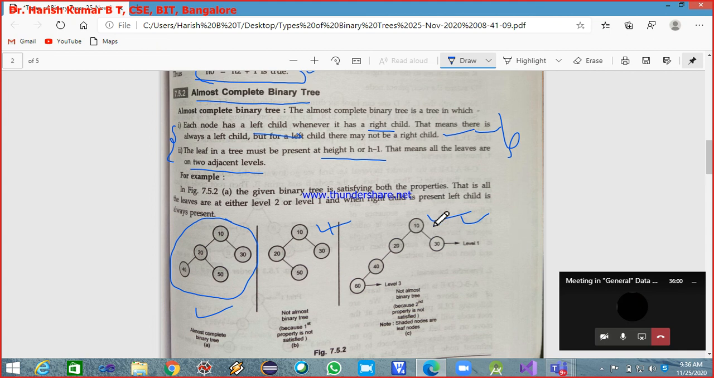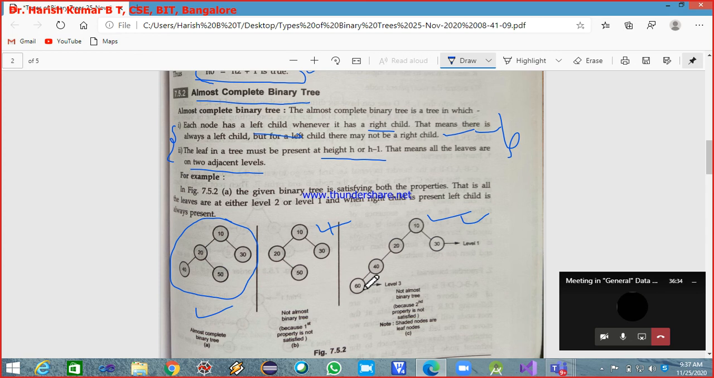So this is satisfying the first constraint. Now we'll check whether it satisfies the second constraint or not. The second constraint says all the external nodes should be present at the height h or h minus 1. So this is height 0, height 1, height 2 and height 3. Now this is one leaf node and this is another leaf node. Are these two leaf nodes present at two adjacent levels, at height h and h minus 1?